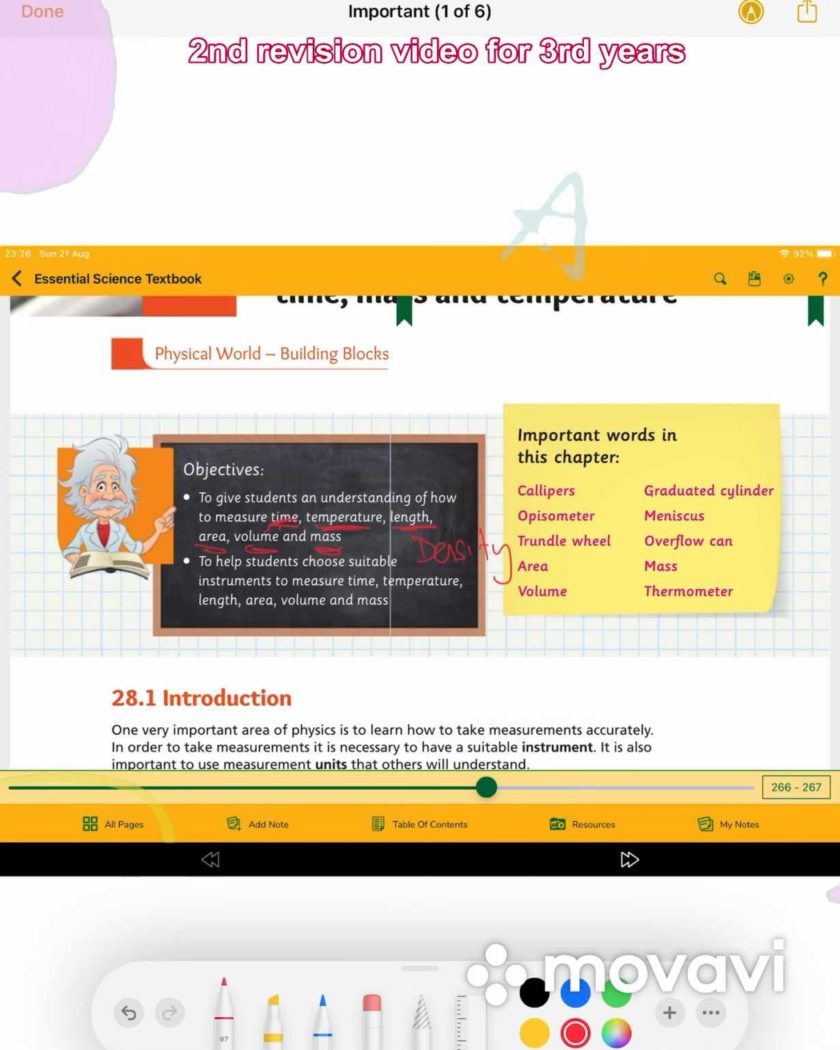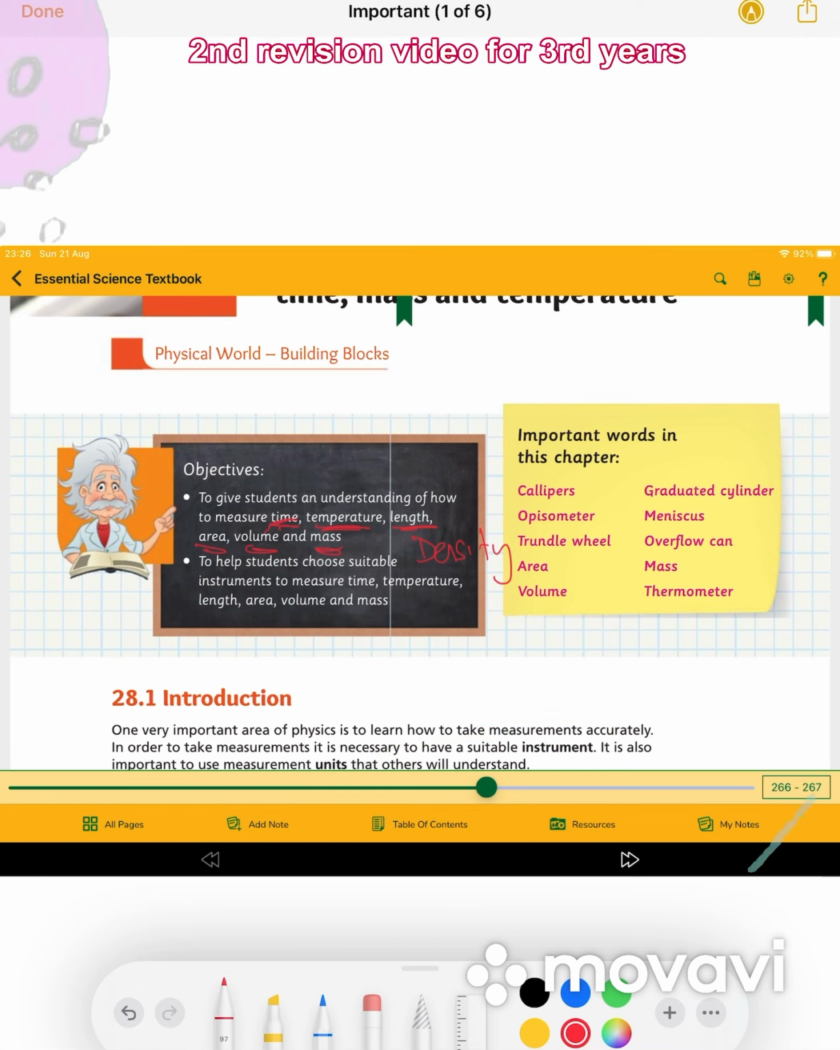Some of the key words in this section are calipers, opposometer, trundle wheel, area, volume, graduated cylinder, meniscus, overflow can, mass, and thermometer. Now, calipers are something used to measure the diameter of a pipe. An opposometer is used to measure the length of a curved line, usually used when you're measuring, for example, rivers or roads on a map. A trundle wheel is used to measure a large distance. So, for example, marking out a football pitch, you'd use a trundle wheel.